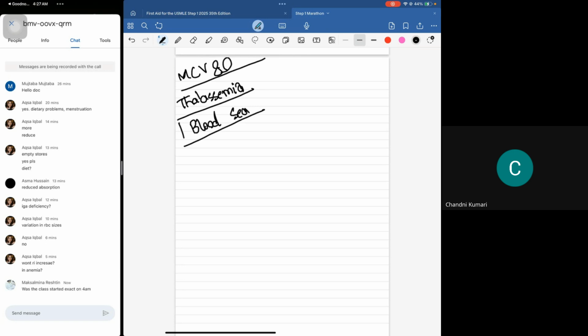So it means blood. So it means a sea of blood, right? It's a very bad condition. It's a very painful condition for the one who has thalassemia, right? So thalassemia means a sea of blood, right?